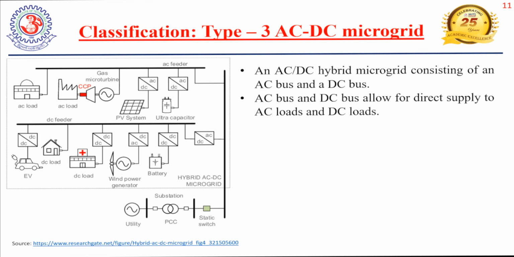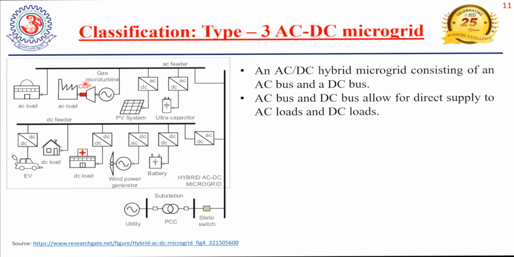So both the things are available in that microgrid. You will see in the diagram it is clearly visible that both bus bars are available: the AC feeder bus bar and the DC feeder bus bar. While you are generating supply through a photovoltaic system or any other system, we can convert it to either AC or DC as per our requirements.